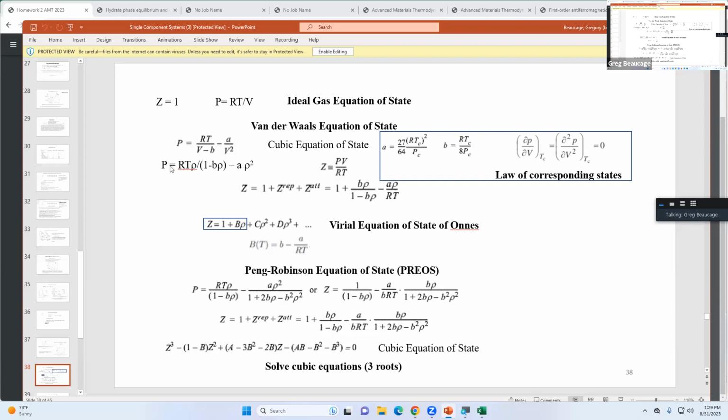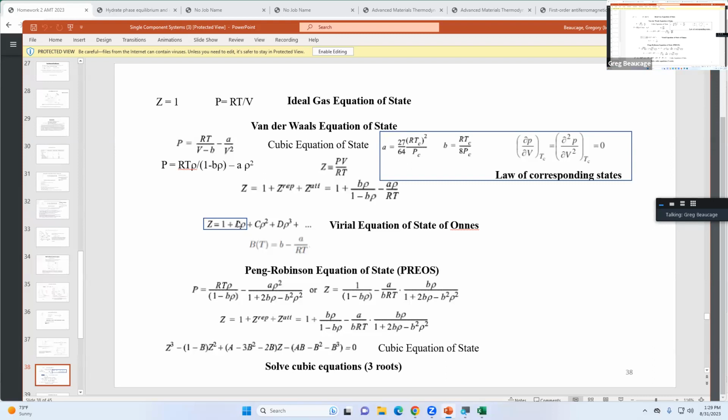Right? And then if you put this all in terms of rho instead of volume, then you get this expression that looks kind of weird, but that can be rearranged into a virial form. This B, C, D, rho, whatever. Right? In that case, these terms, so the B term, the second virial coefficient. The first virial coefficient is 1, the second one is B. That's called the second virial coefficient.